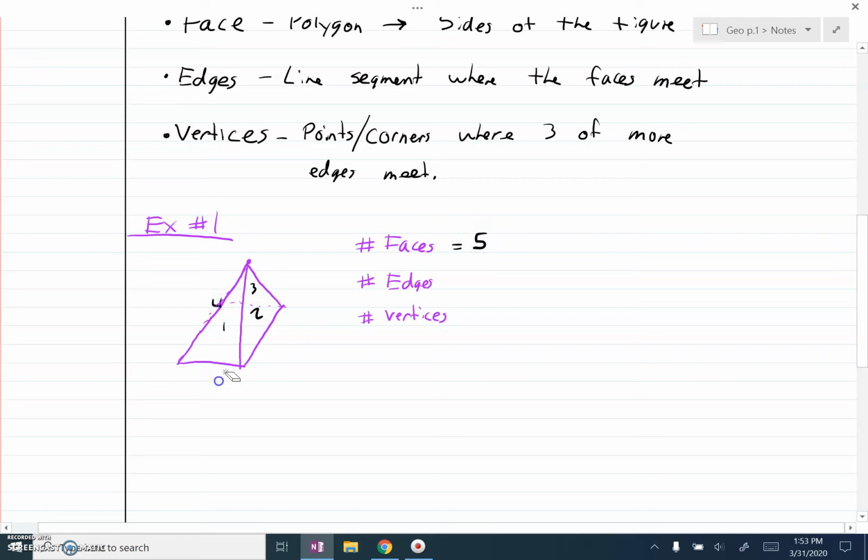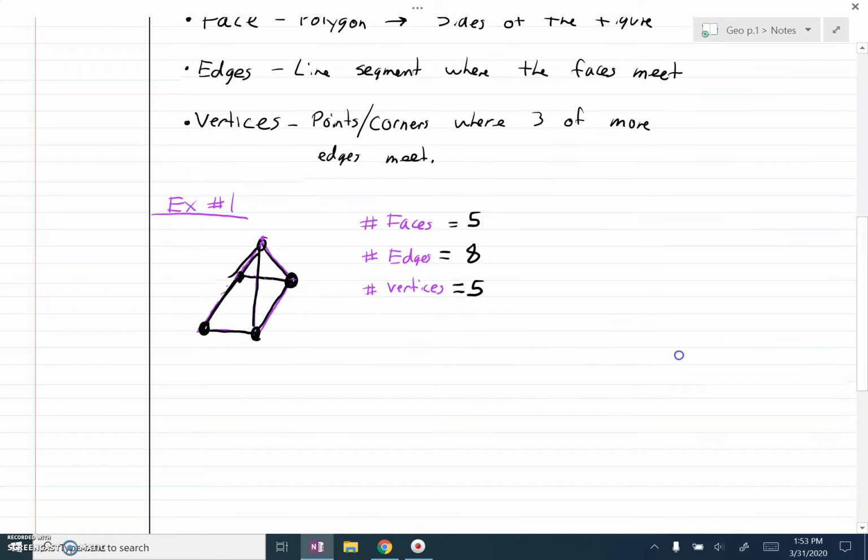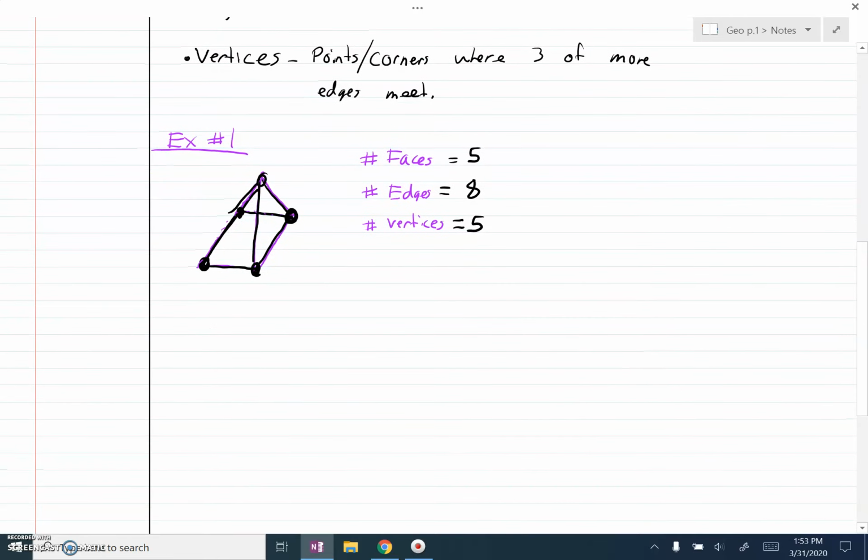The edges are the line segments. So again, if I'm looking at edges, I trace them here. 1, 2, 3, 4 on the bottom, and then 5, 6, 7, and then 8, that back one there. So it has 8 edges. Vertices are the corners where they meet. So it'd be 1 here, 2, 3, 4, and 5. Okay, so that's a way to think about it. You're going to be counting on different shapes. Some of the shapes are harder than others. Just take your time and look at each individual part.